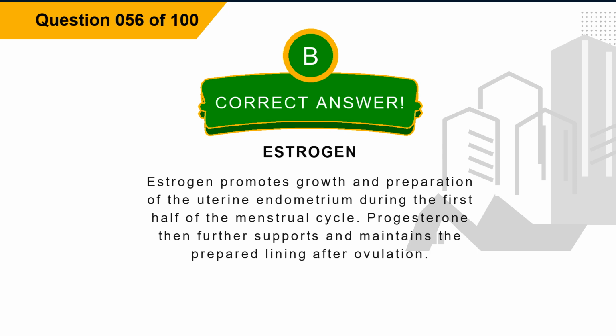Explanation. Estrogen promotes growth and preparation of the uterine endometrium during the first half of the menstrual cycle. Progesterone then further supports and maintains the prepared lining after ovulation.